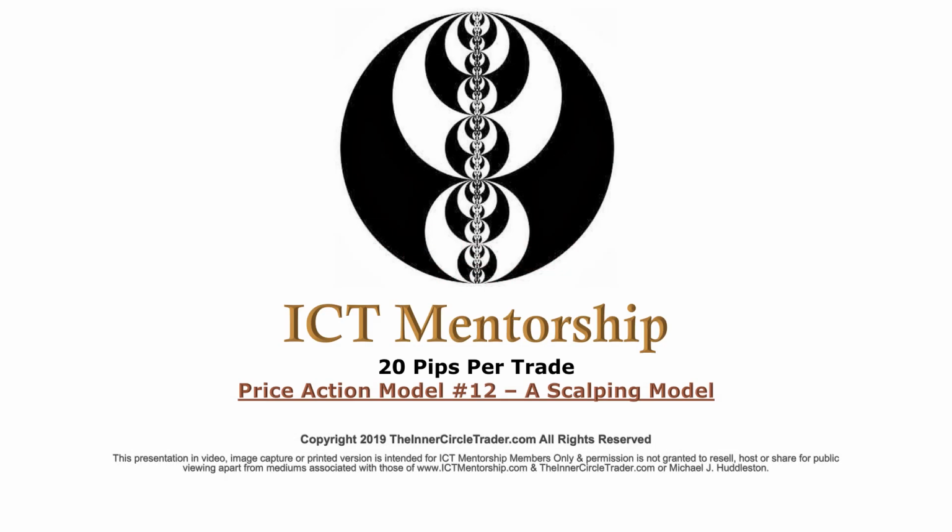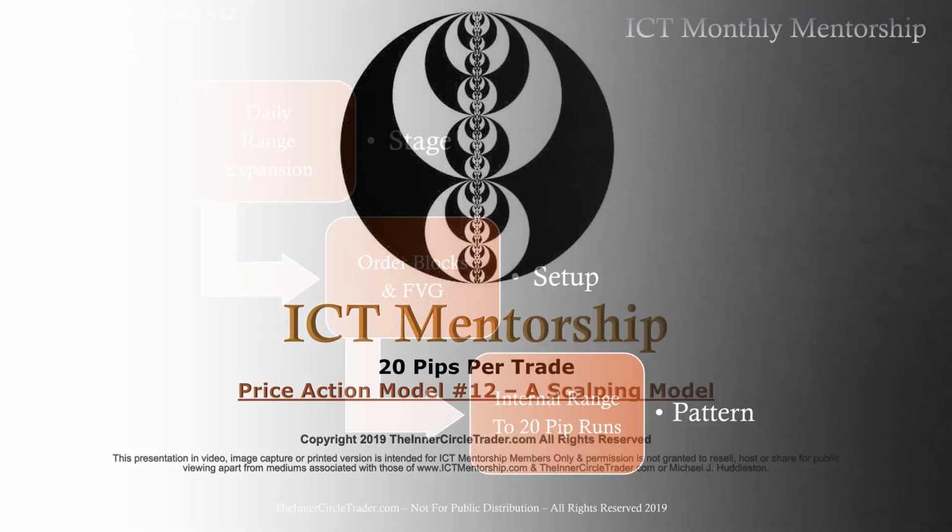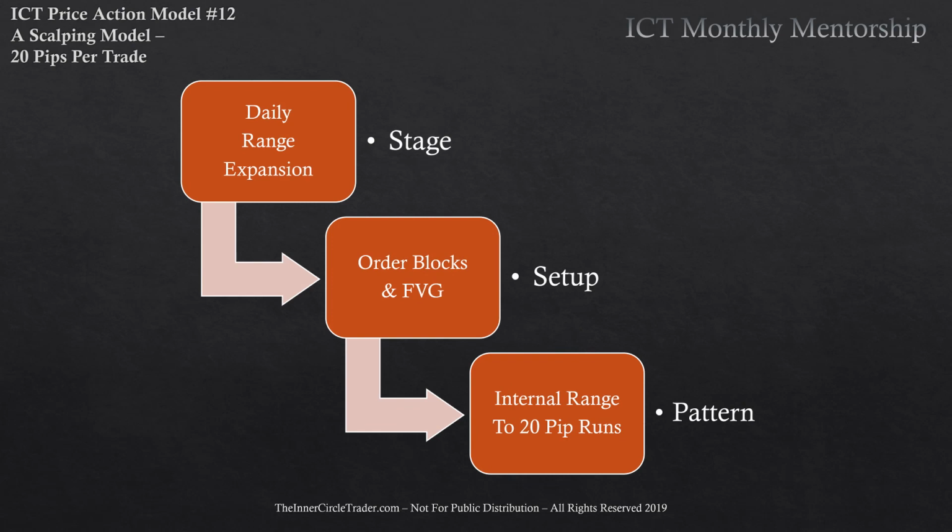Okay folks, welcome back. This is the ICT Mentorship Price Action Model number 12. It's a scalping model and its focus is 20 pips per trade. The stage used for this model is a daily range expansion. Order blocks and fair value gap is the setup. Internal range to 20 pip price runs is the pattern.